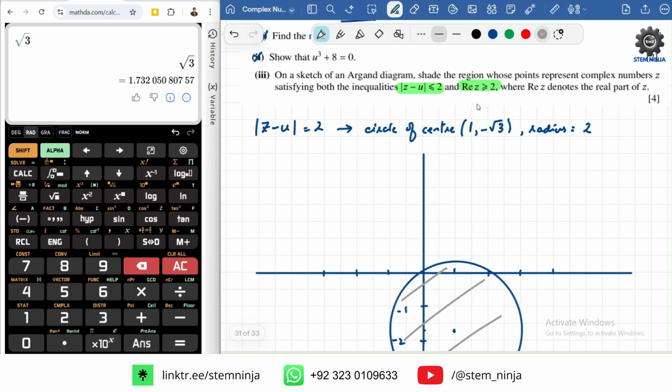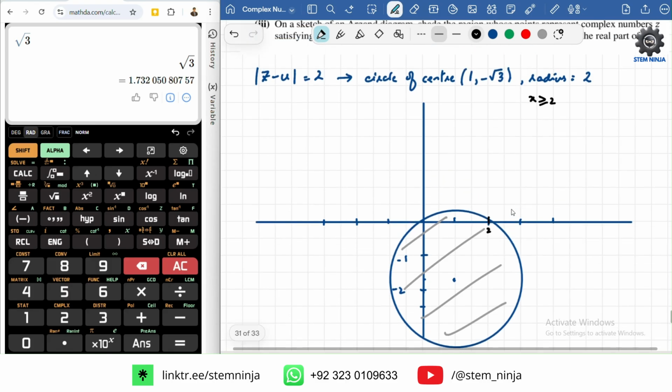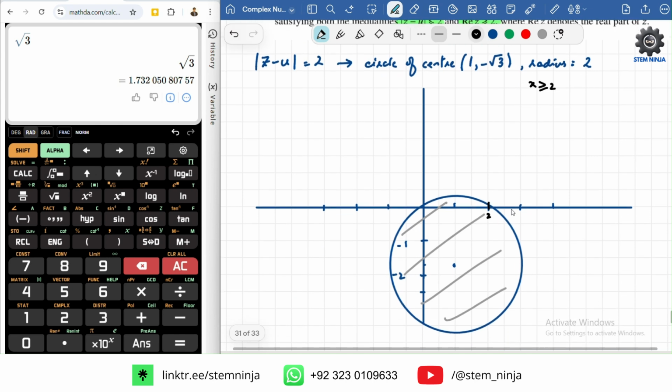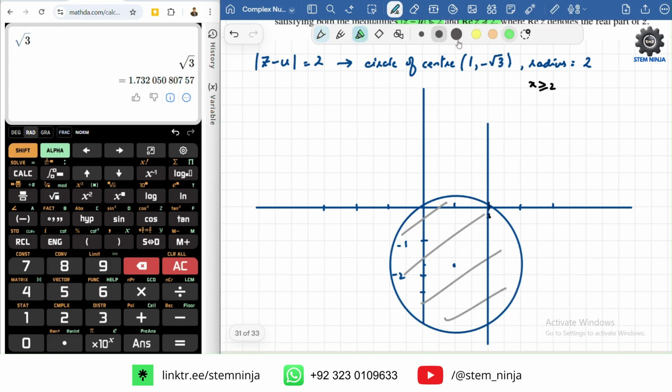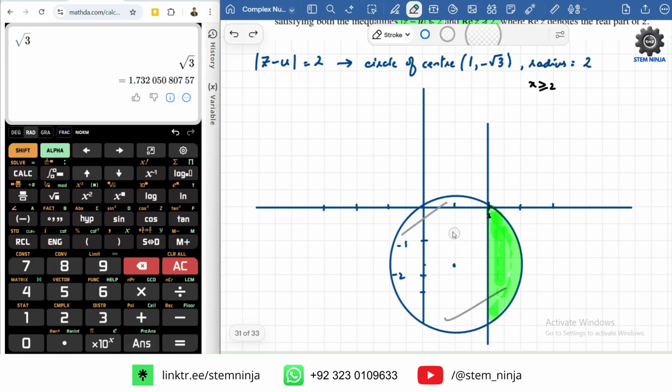Now we have real z greater than equal to 2. So that would mean x greater than equal to 2. So that was your x over here. So this would mean that we have a line like this. And greater than equal to 2 would mean that this part is satisfied. This means that only this part coincides to both of the regions. So, right, this is the region.